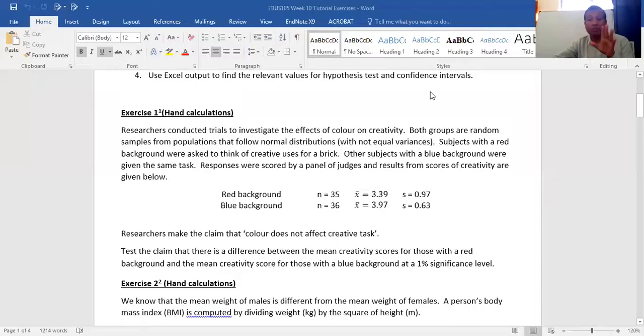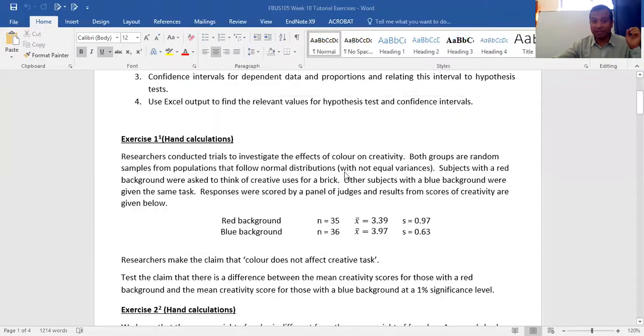Think about how to proceed with this one. Clearly, they are talking about two different samples, N1 with the red background and N2 with the blue background. So clearly, this is a case of more than one sample. Do you think it's a case of independent or dependent samples? Is there anything common between the red background respondents and the blue background respondents, or are they independent? They are independent over here. Clearly, this is the case of independent data.